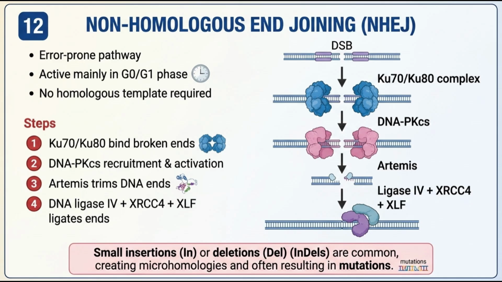Non-homologous end joining, NHEJ. NHEJ is an error-prone repair mechanism because it joins broken DNA ends without using a homologous template. This pathway is active throughout the cell cycle but predominates in G0 and G1 phases.